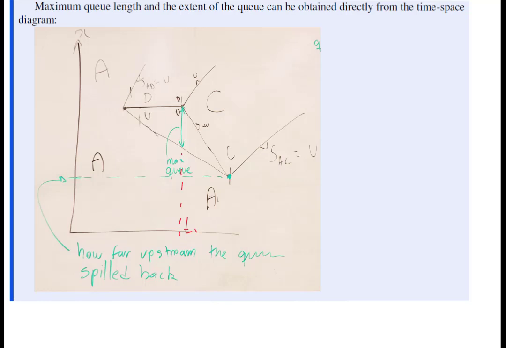All right? Another possible question is how far upstream the Q will spill back. Right? So this is how far upstream, because at this point you have very little congestion, but you do have some. So this is the point, and again, it's just intersecting these lines.